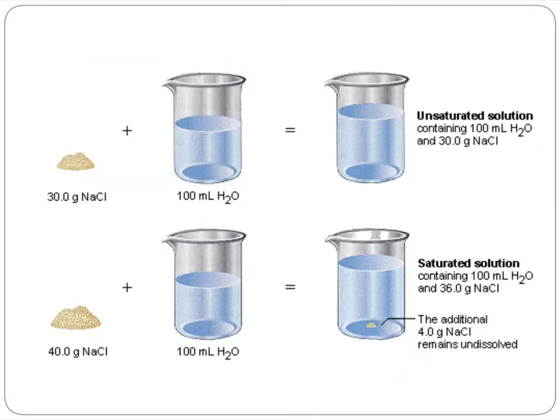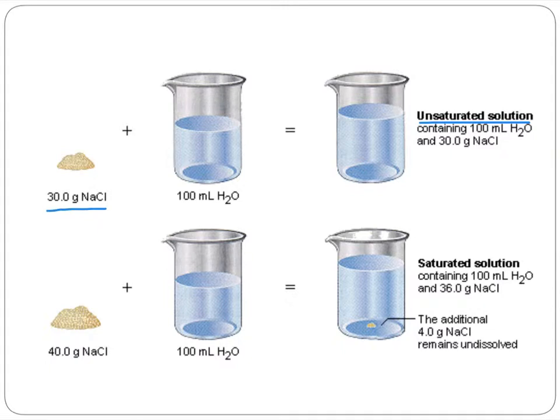Here's another example with our sodium chloride. At 20 degrees Celsius, at room temperature, the amount of sodium chloride that can dissolve in 100 grams of water is 36 grams. So if you successfully dissolved 30 grams of sodium chloride in your 100 milliliters of water, you've created an unsaturated solution because you could still get 6 more grams in there.